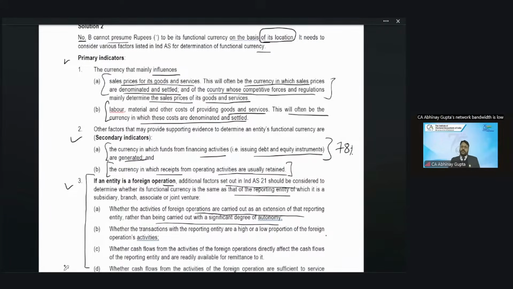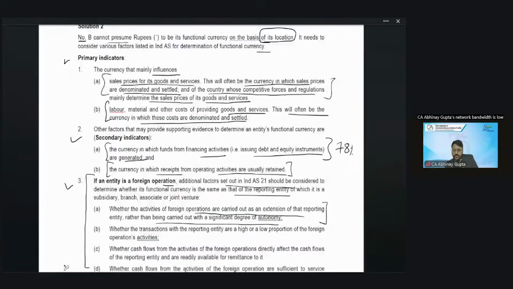So it means it is an autonomous body operating on its own in its entirety, right? But if the foreign operation is being controlled by some other entity, that is the parent entity, for all its operations and day-to-day operational decisions, then it is not an autonomous body, right? So if the foreign operation is an autonomous body, then the functional currency could be different from the reporting entity. And if it is not an autonomous body and is fully dependent on the parent company, then the functional currency could be the same as that of the parent entity, right? So that's what the indicator says.